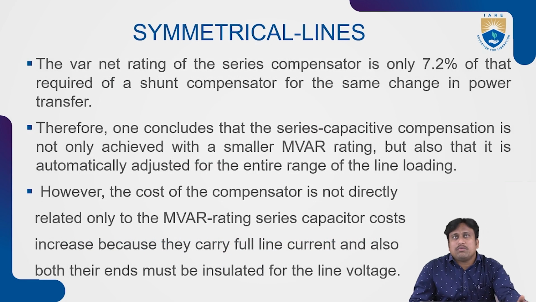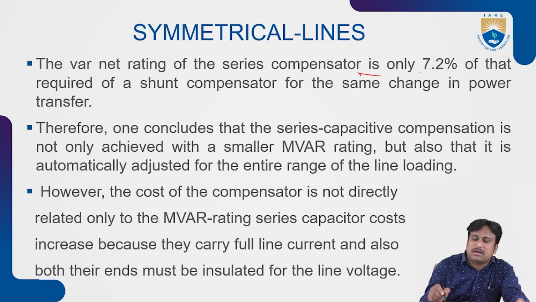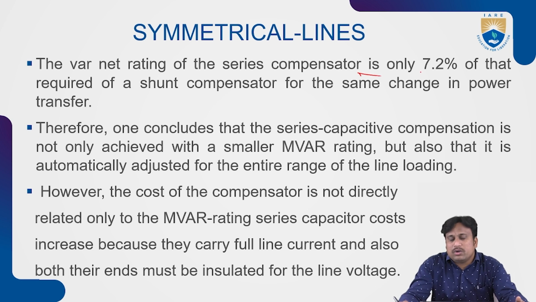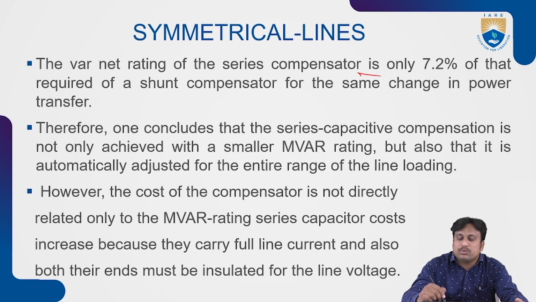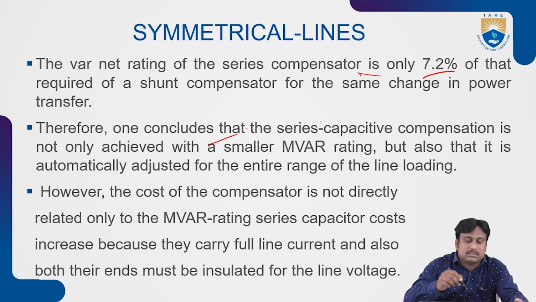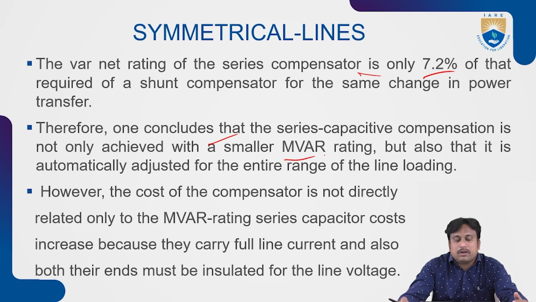Here the reactive volt-amperes of the net rating of the series compensator is only 7.2% of that required of the shunt compensator for the same change in power transfer. Therefore, one must ensure that series capacitor compensation is achieved not only with a small MVAR rating, but is also automatically adjusted for the entire range of line loading.